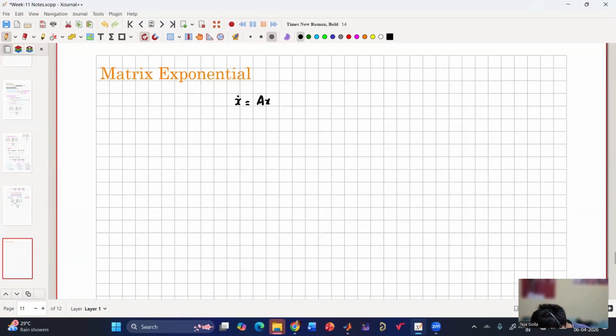Sure. x dot is Ax plus Bu and y is Cx plus Du. So how are we going to calculate e to the power At? That is the point, how are we going to calculate e to the power At?